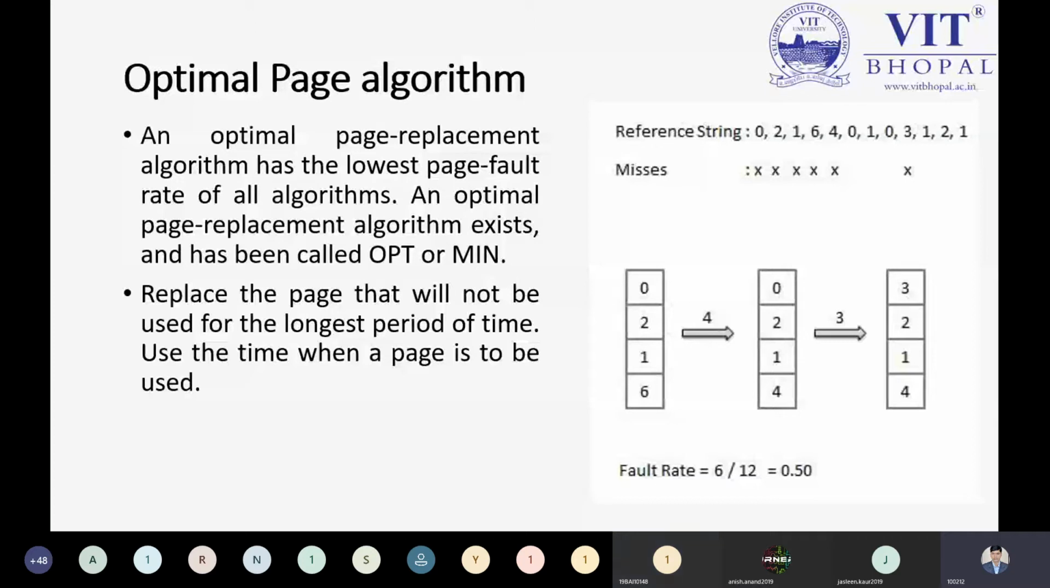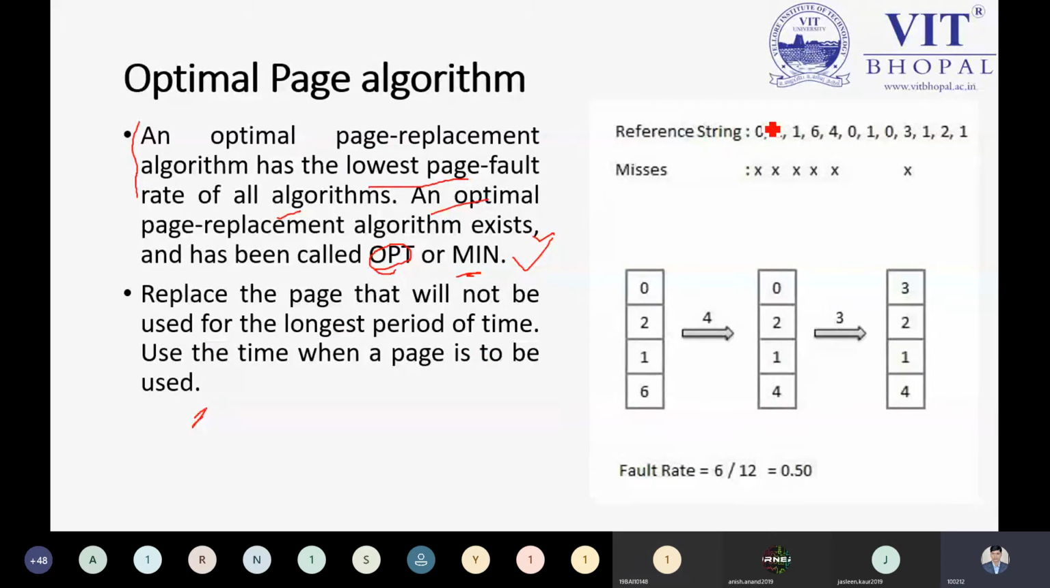So now come to the point. This algorithm you can solve in an easy way with a simple concept. The optimal page replacement algorithm has the lowest page fault rate of all algorithms. As I am saying again, an optimal page replacement algorithm exists and has been called OPT, also known as optimal. This OPT comes from the word optimal, or it is also known as minimum because it has the minimum page faults, and it replaces the page that will not be used for the longest period of time. Okay, so this is the point you need to keep in mind.